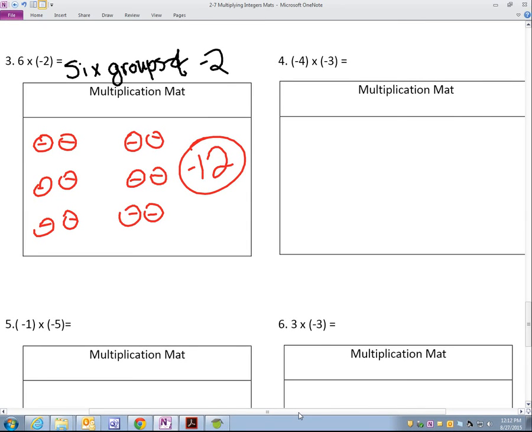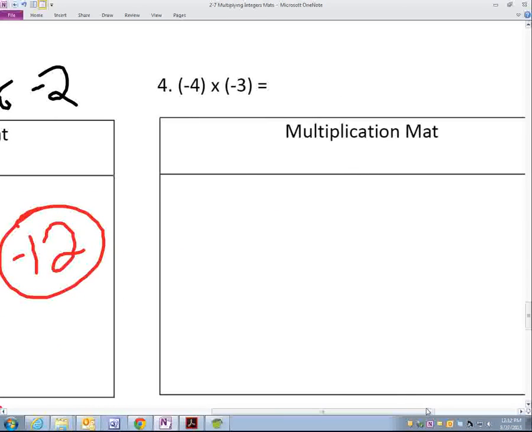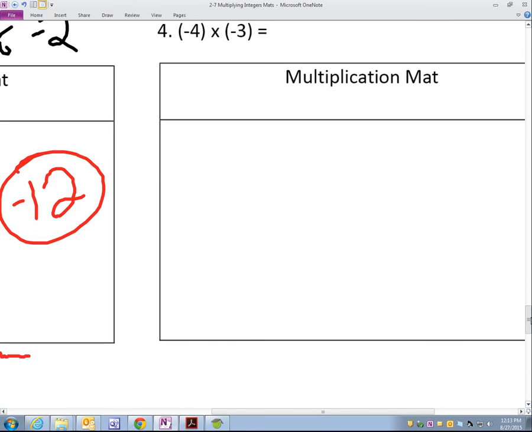So now we have number 4. Both integers are negative. So what do we have to create? What do we need to do, Tamaya? Make a sea of zeros. Beautiful. And it's going to be to remove. I'm going to zoom in. It's going to remove 4 sets of -3 integers. So in order to remove 4 sets of -3 integers, we need to create 4 sets of -3 zeros.